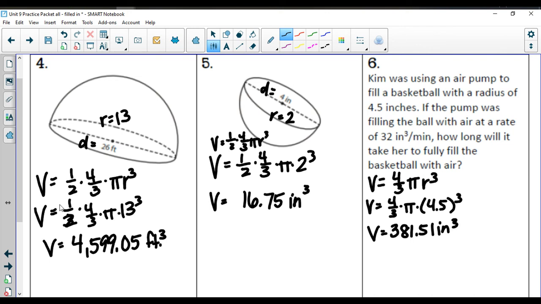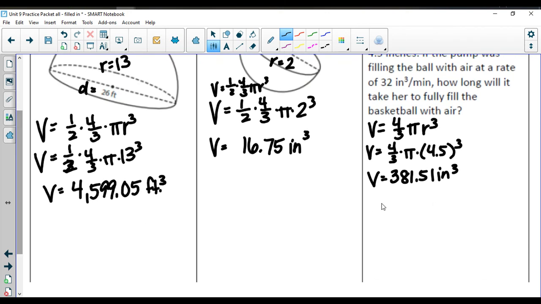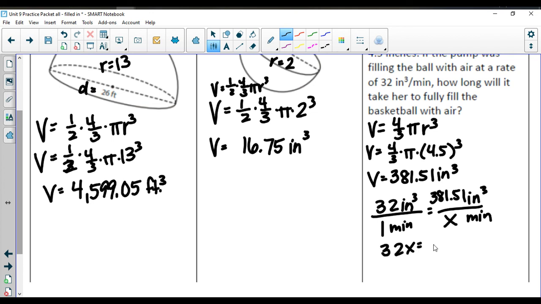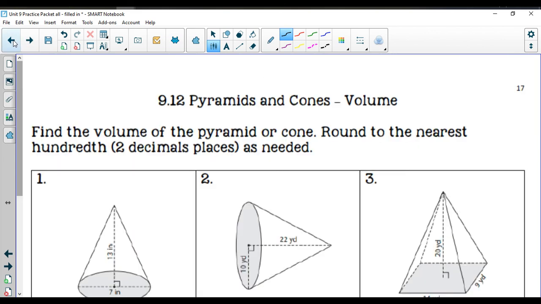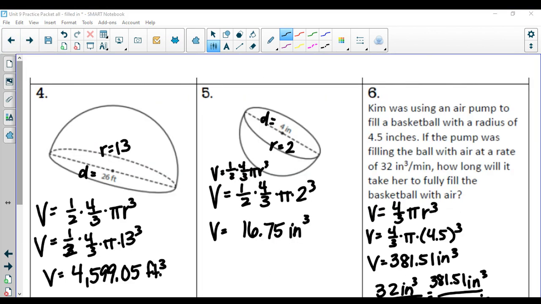So our volume here is going to be 381.51 cubic inches. We know that the pump is filling it at a rate of 32 cubic inches per minute. We don't know how long this is going to take, but we do know it's 381.51 cubic inches. So we have 32x is equal to 381.51. Dividing through by 32 then, we get 11.92. So we're just going to round to the nearest tenths here. So we get 11.9 minutes then to fill this up. And that is it for 9/11 practice packet.